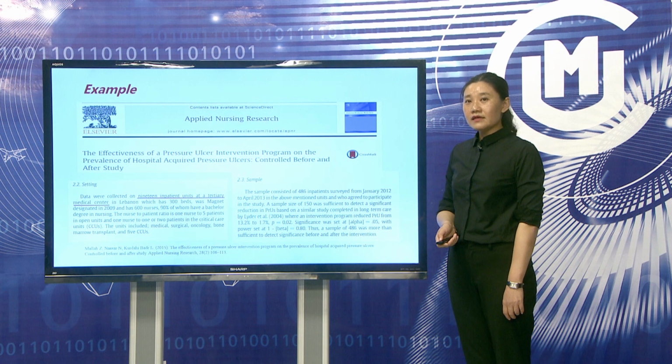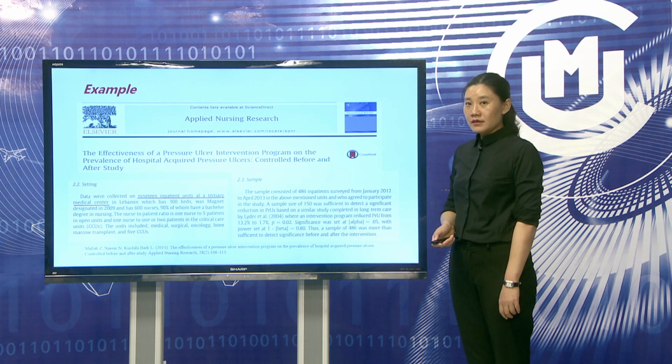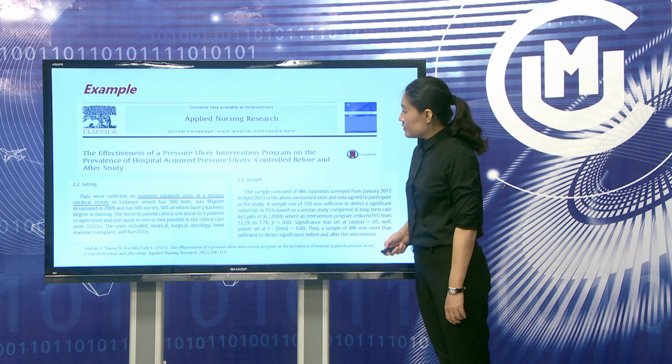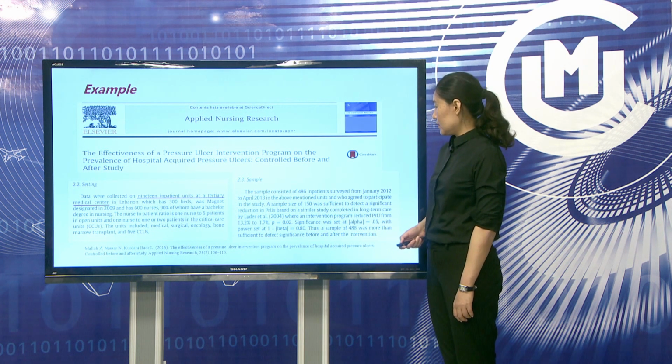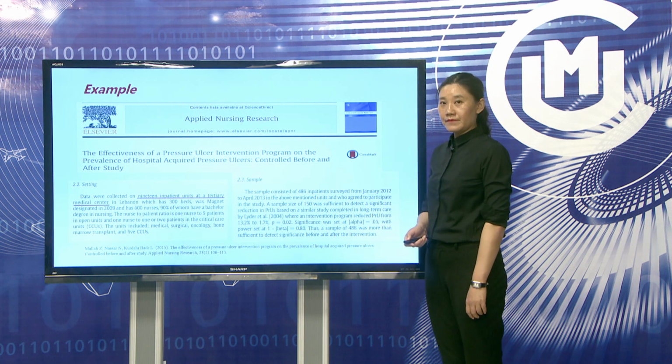Still, take as an example the article on hospital-acquired pressure ulcer. The sample was drawn from 19 inpatient units at a tertiary medical center. And these are the sample characteristics.